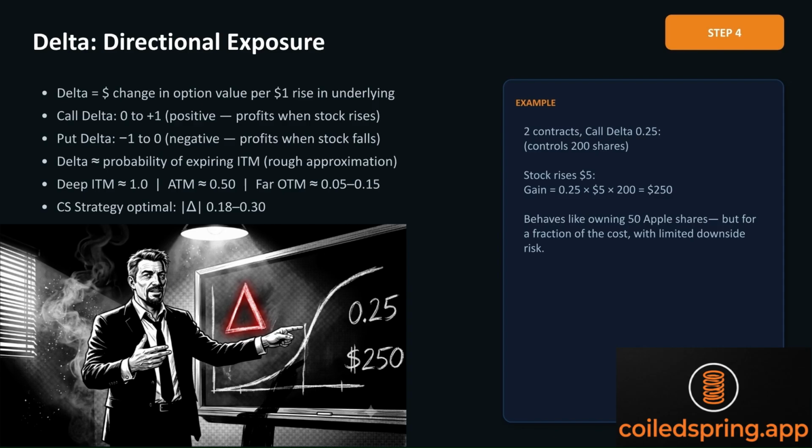A deep in the money option has a delta approaching 1.0. It's already deep inside profitable territory. For every $1 the stock moves, the option moves almost the same dollar. It behaves almost like owning the stock outright.